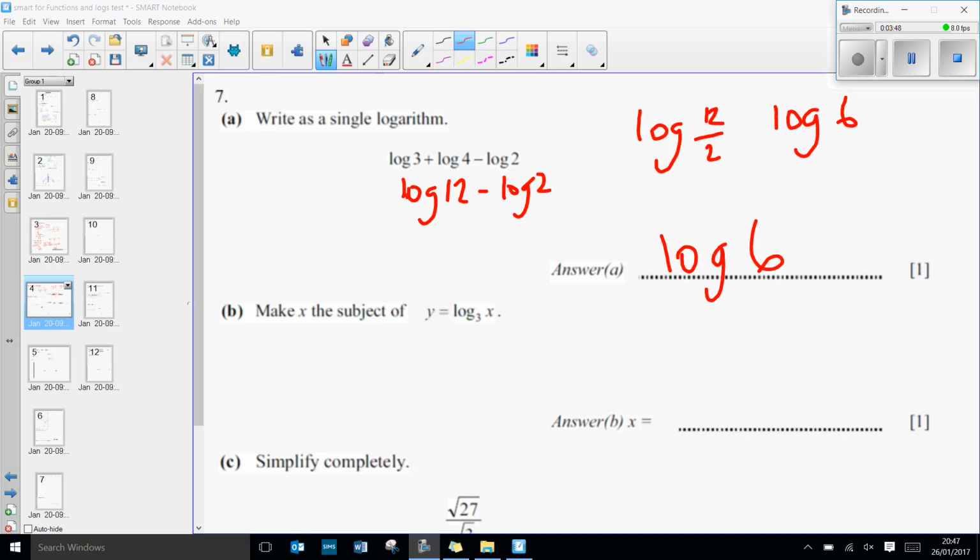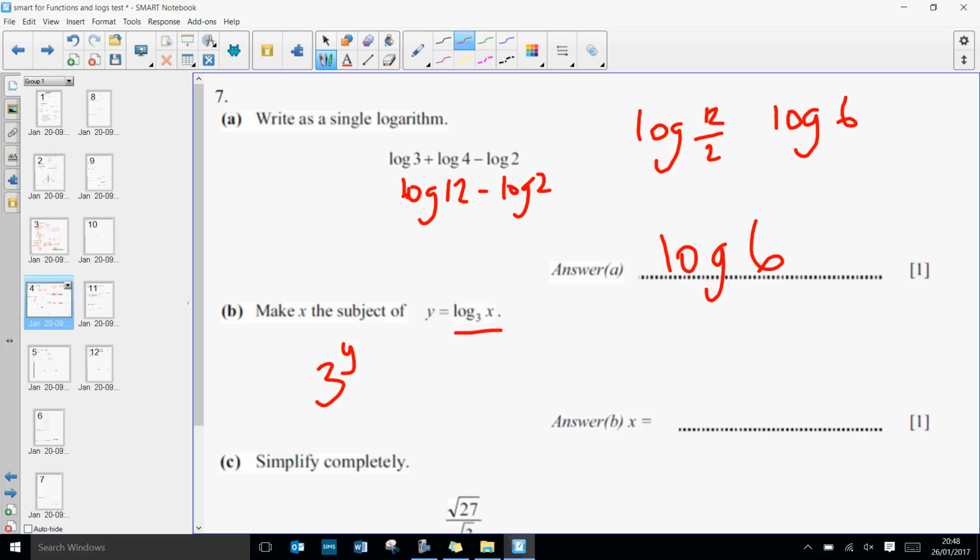Next one, make x the subject. Well, we have a log statement here, so if we've been asked to change it somehow, we're probably changing it to power format. So that means that 3 to the power y, and the base doesn't change, so that's still base 3, but this time this is your power, equals x. As you can see, we've made x the subject, so it's just 3 to the power y.